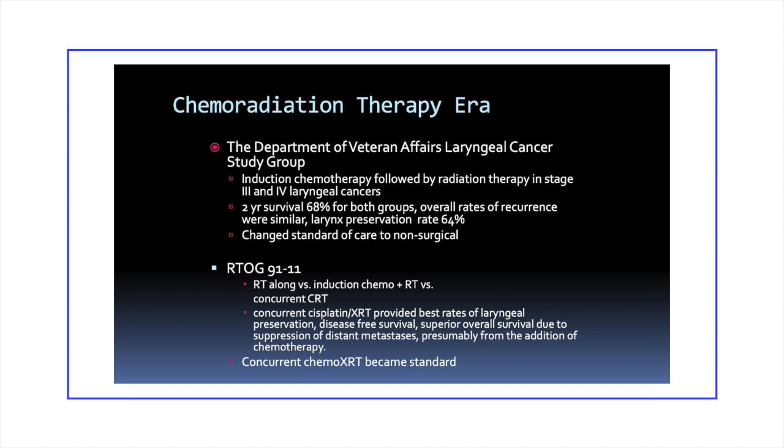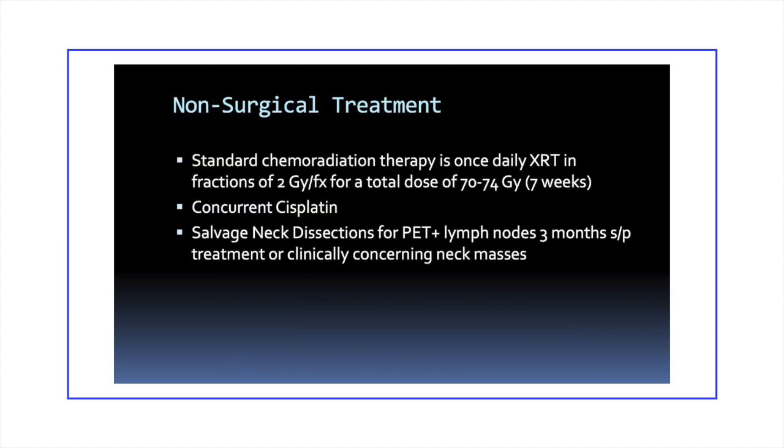The landmark study, the Veterans Affairs laryngeal cancer study trial, for example, showed pretty high effectiveness with chemotherapy and radiation, as well as the RTOG 9111, which helped shift this paradigm from surgery to concurrent chemotherapy and radiation. Non-surgical treatment usually includes 2 gray fractions of radiation over a 7-week period for a total of about 70 gray, with concurrent, or same time, treatment with cisplatin as the chemotherapy regimen.